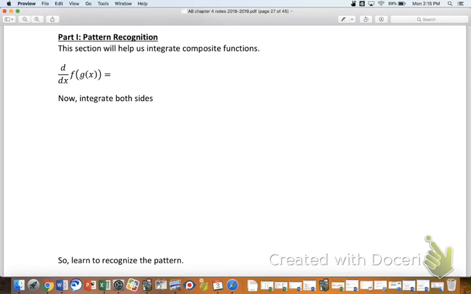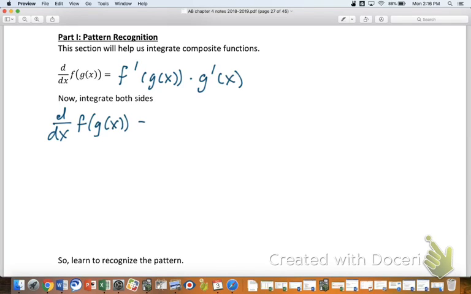With a little generic, just kind of a generic approach here. So I am going to rewrite this. We're going to try to develop a little bit this pattern that we're going to be looking at. So it says, now integrate both sides, or find the antiderivative of both sides. So I'm going to go antiderivative of the left side, antiderivative of the right side.